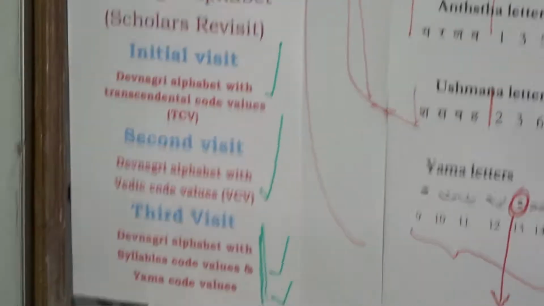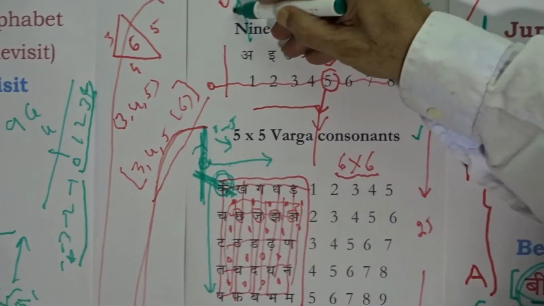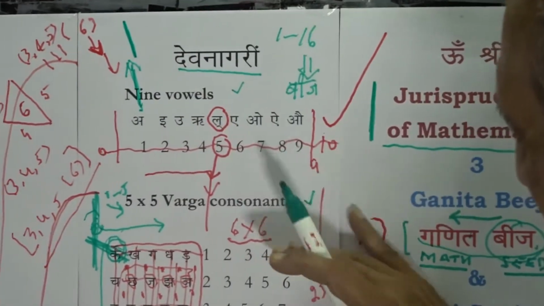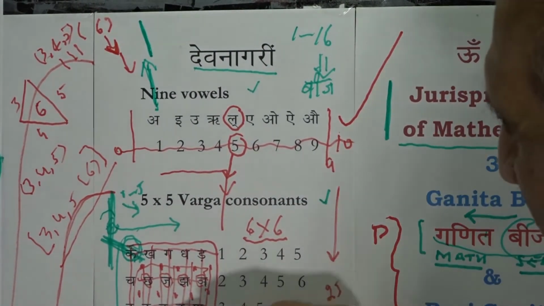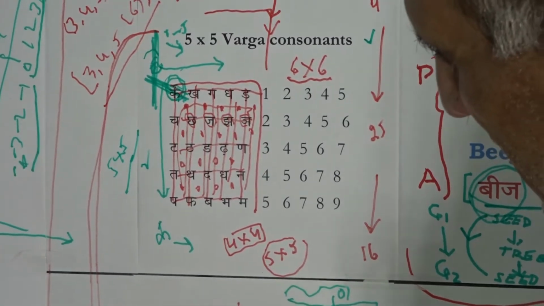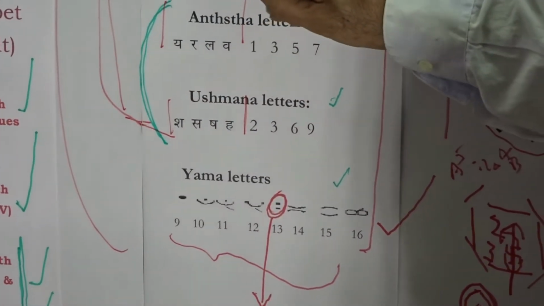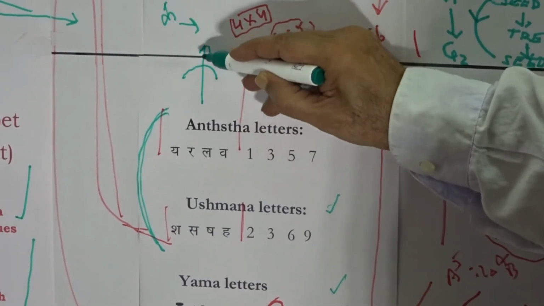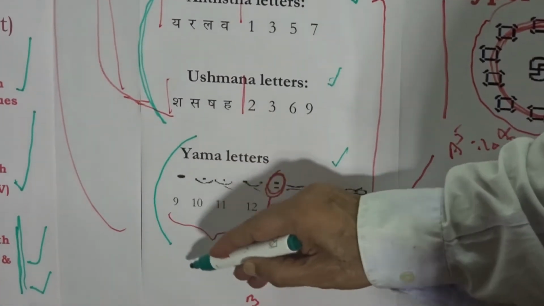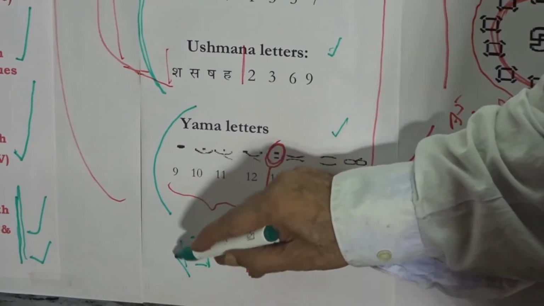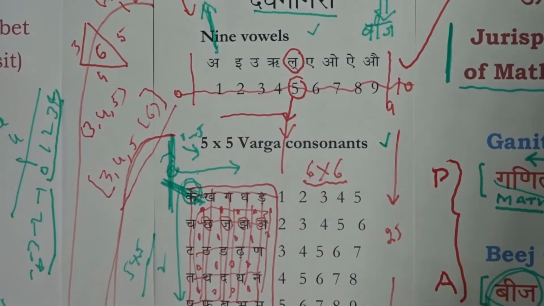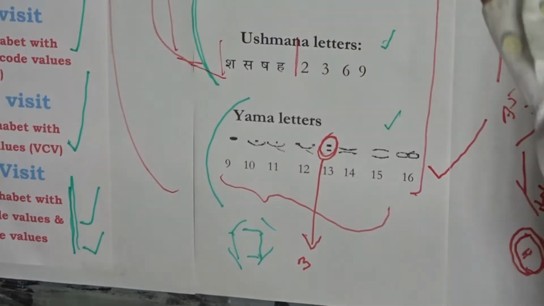Now the syllable code values have a focus upon the syllables, upon the vowels, which means upon the dimensional frames. The Varga consonants are upon a 5-cross grid, which means upon a spatial order. These Antastha and Ushmana letters have the enveloping boundaries or the transcendental things. Therefore, they have a focus upon the solid domains. And the Yama letters have a focus upon the creator space or a force space. It is this feature of the organization format of the Devanagari alphabet which deserves to be given a comprehensive view.